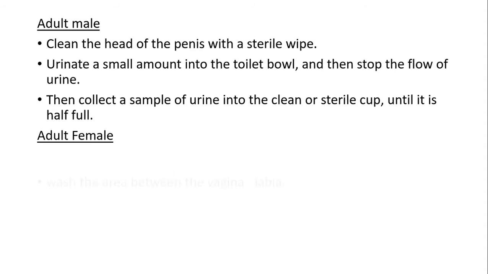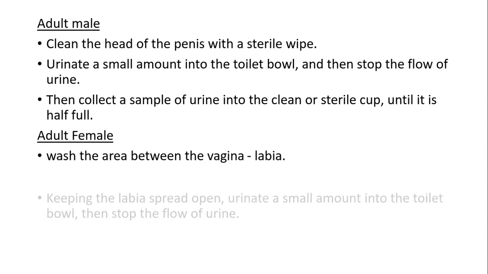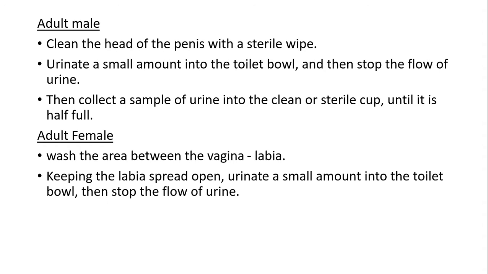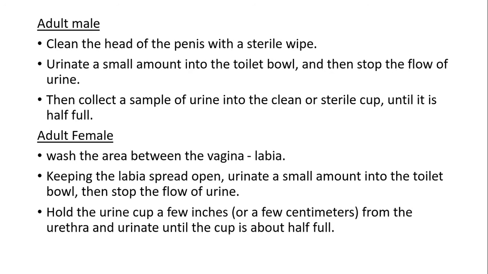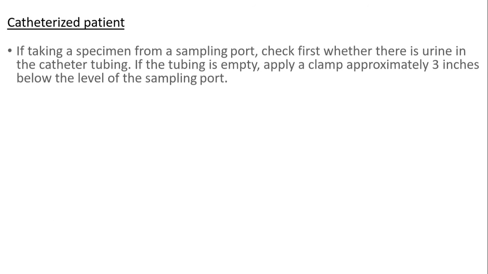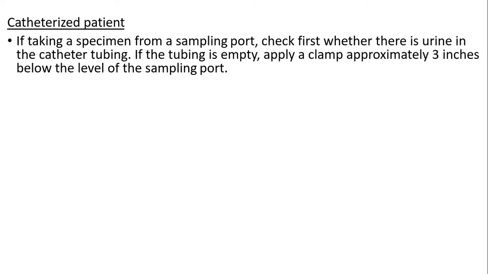In an adult female, wash the area between the labia. Keep the labia spread open. Urinate a small amount into the toilet bowl, then stop the flow of urine. Hold the urine cup a few inches or few centimeters from the urethra and urinate until the cup is about half full.